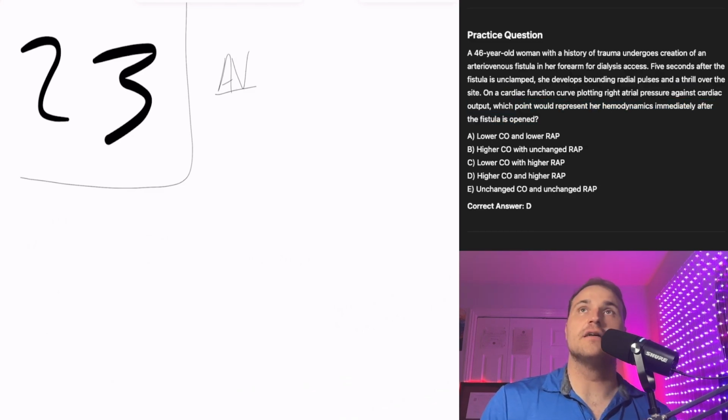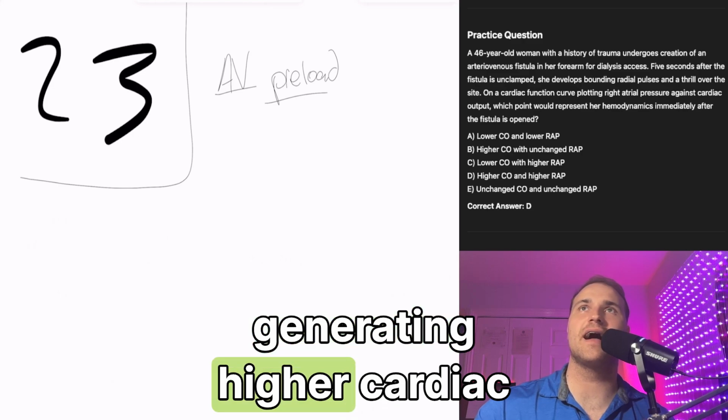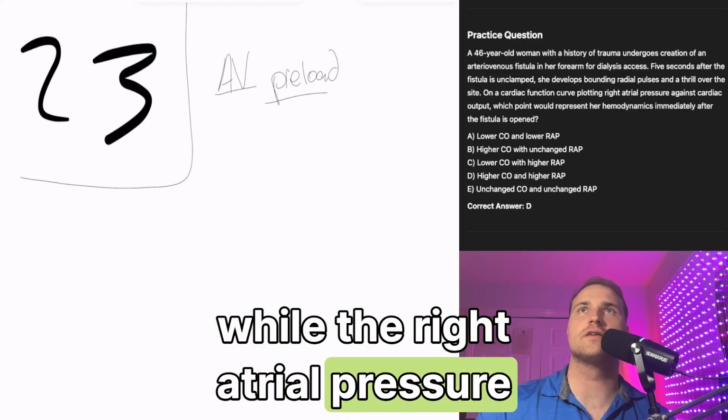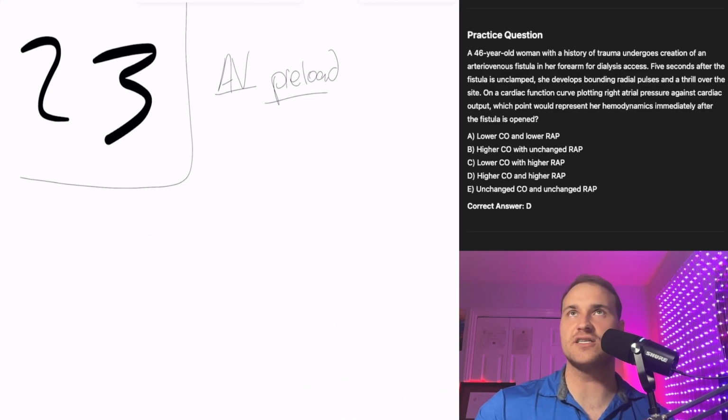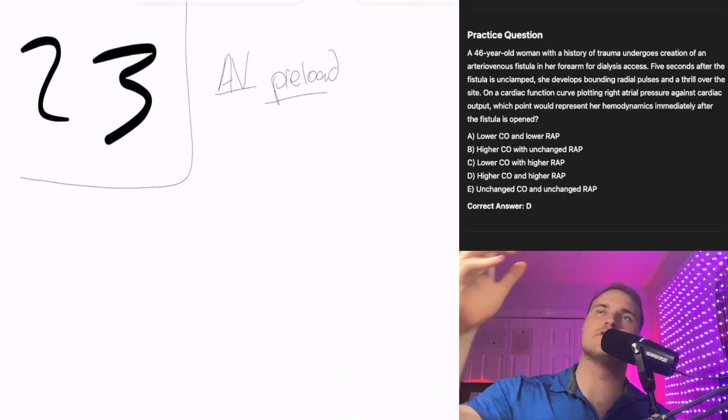The fistula creates a low resistance pathway that causes a sudden increase in the venous return, which is the preload. A normal heart responds by the Frank-Starling mechanism, generating higher cardiac output, while the right atrial pressure also rises from the increased flow. Basically, you open a large arteriovenous fistula, and in seconds the blood gushes from the high pressure artery straight into the low resistance vein. That sudden surge rockets venous return straight to the heart.